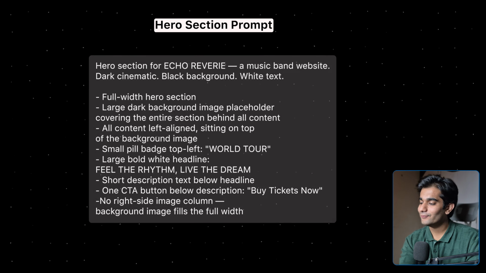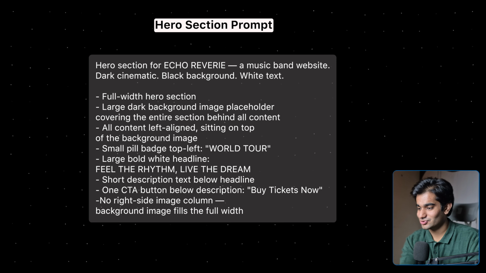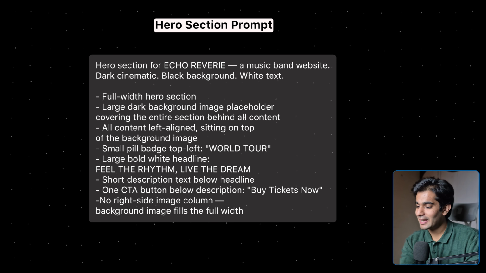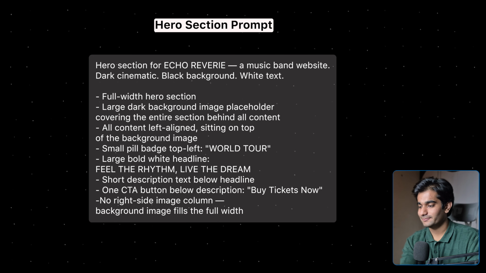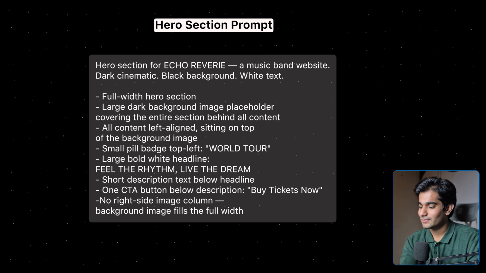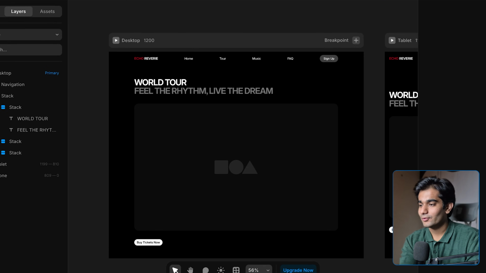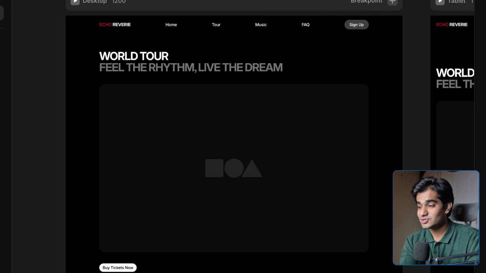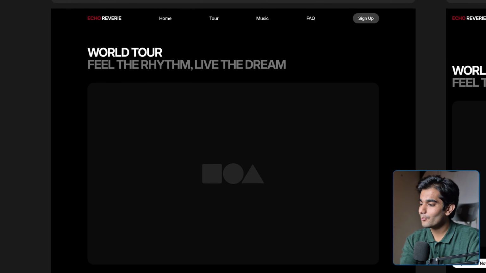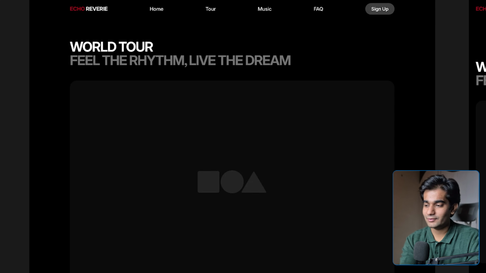This time I have been very explicit: full width background image covering the entire section. All content left aligned sitting on top of it. One single section, do not split. Let's see what it gives us. Okay, dark background that I created of course, left aligned content, the world tour text is there, description is there, and the Buy Tickets Now button appeared. The overall feel is dark and cinematic, which is what we want.